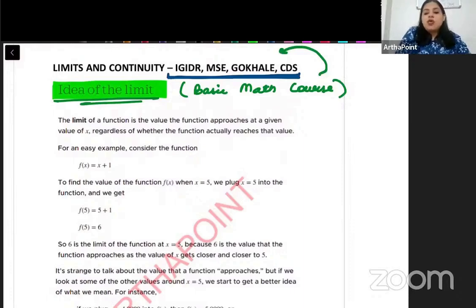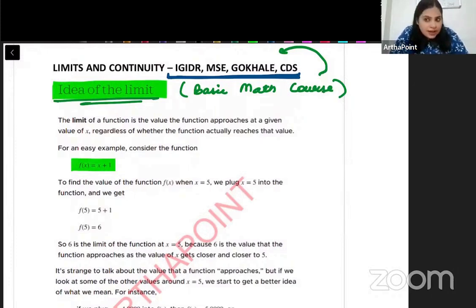So let us go ahead and talk about the idea behind limits. When we talk about the limit of a function, basically it is what value that function approaches as x approaches a particular value. For example, let's say the function is f(x) = x + 1, and let's ask what value this function approaches as x approaches 5.